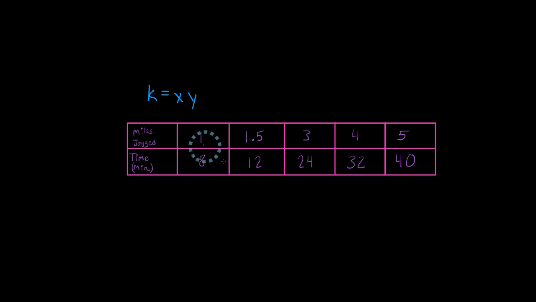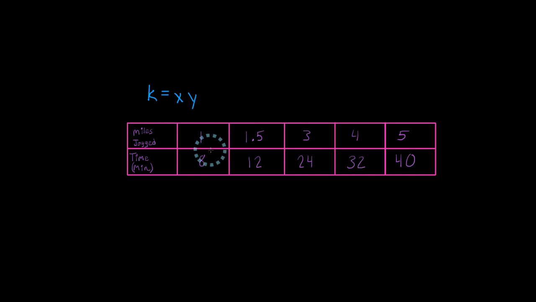Let's just think about it logically before we even do the math. The more miles that you jog, unless you're getting exponentially faster as you run, your time is going to be longer. So I'm just assuming here that this is not going to be inverse variation. So let's think about the miles jogged.